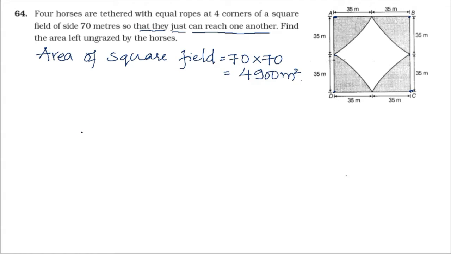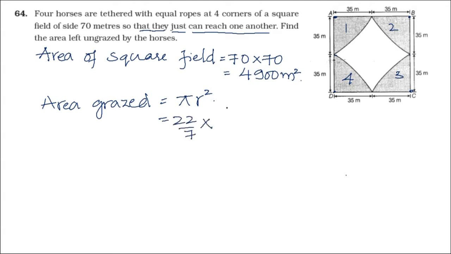The grazed area is the area of one complete circle. The reason is there are four grazed parts. So the area of the grazed part is one complete circle. This is 1, 2, 3, 4. If these four parts are added together, we get a circle. So the area grazed is the area of the circle, which is pi r square. Pi is 22 upon 7. The radius of this particular circle will be 35.